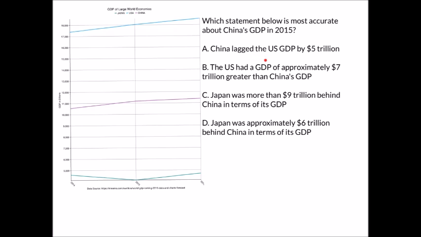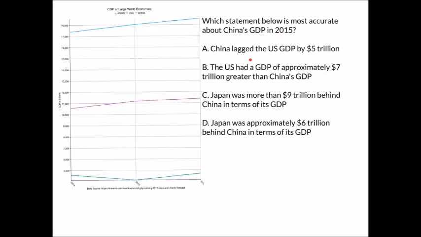So the options are: A, China lagged the US GDP by 5 trillion. Or B, the US had a GDP of approximately 7 trillion greater than China's GDP. Or C, Japan was more than 9 trillion behind China in terms of its GDP. Or D, Japan was approximately 6 trillion behind China in terms of its GDP. So the question is, which statement below is most accurate? And that's very important because we don't have exact numbers here, so that's why most accurate is being used. And remember, we're looking at 2015.